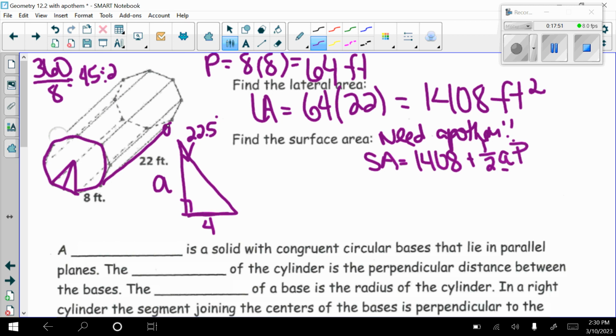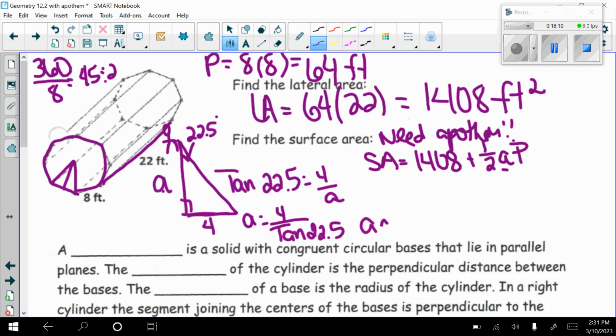I have to use SOHCAHTOA, so I stand here. I have my adjacent and my opposite. So this is the tangent of 22.5 equals opposite 4 over adjacent, my apothem. So this is where we end up having to divide. 4 divided by the tangent of 22.5. And again, I'm not going to round here. I'm going to keep 4 decimal places for my apothem. So I get that my apothem is approximately 9.6569.